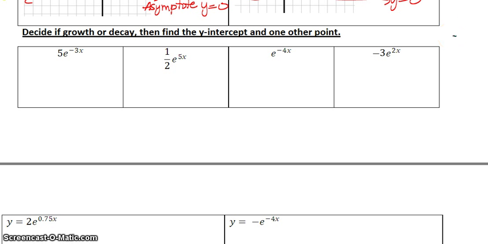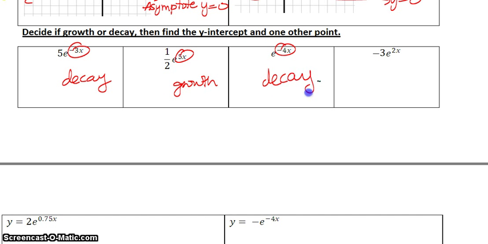All right, let's check your work. Decay, growth, decay, and see how it doesn't matter what's in front of it. All that matters is the exponent, and this is growth. So even though there's a negative 3 in front of there, that doesn't make it a decay function.